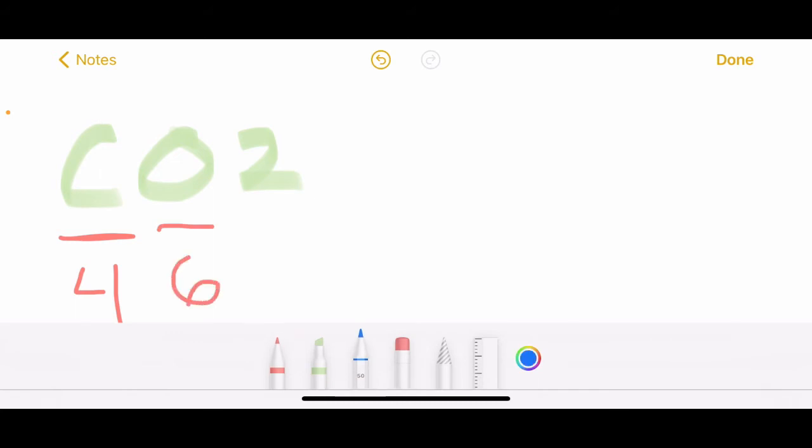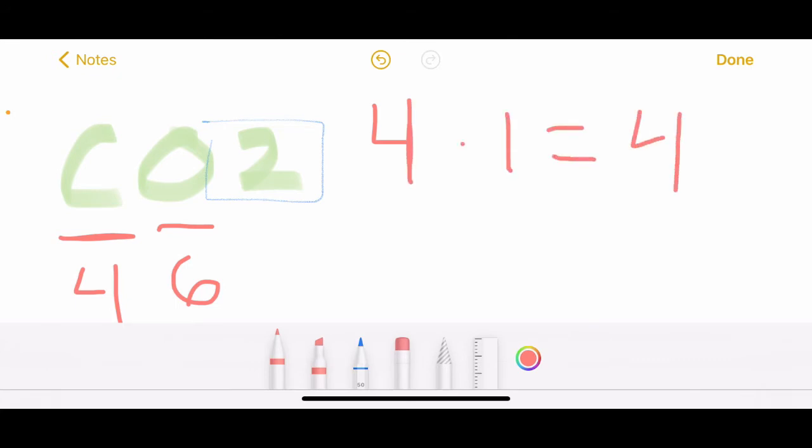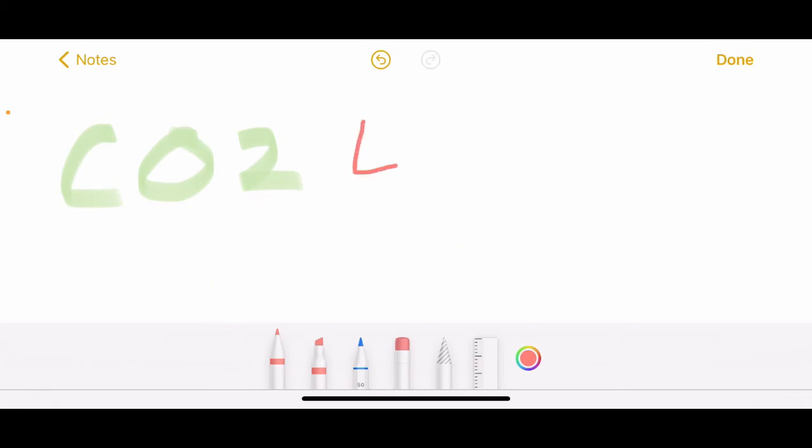Next to oxygen, there is a 2, so that means we are given 2 oxygens. Because there's no number next to carbon, we are going to multiply carbon's 4 by 1, giving us 4. And then because oxygen has 2 next to it, we are going to multiply its 6 by 2, and that'll give us 12. So now that we have both 4 and 12, we're going to add them, and that'll give us a total of 16 valence electrons.